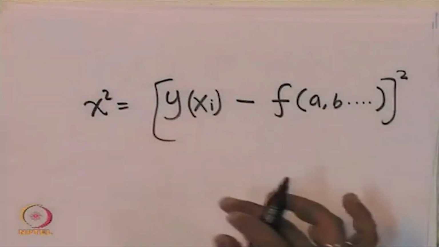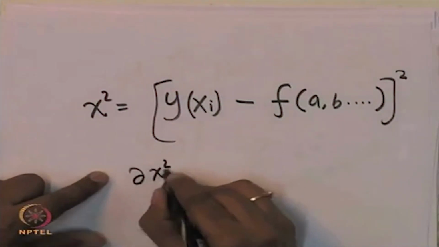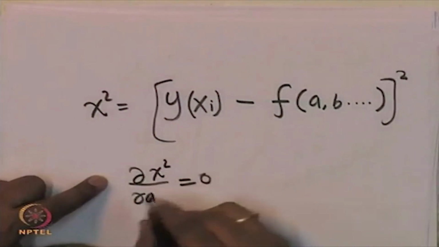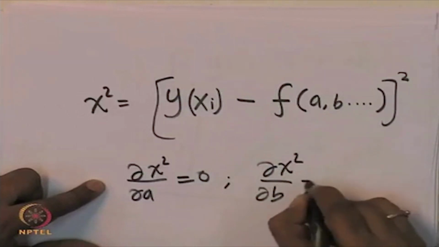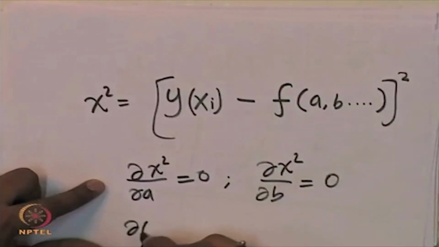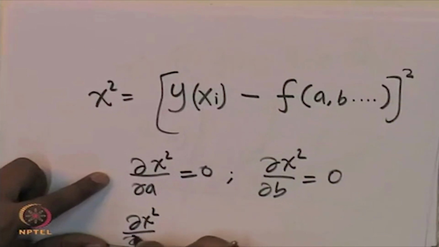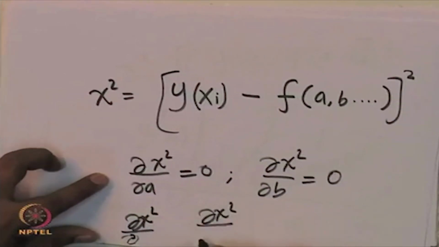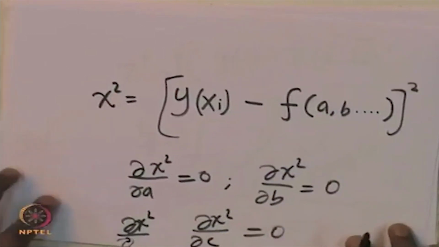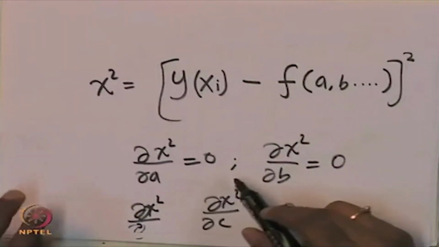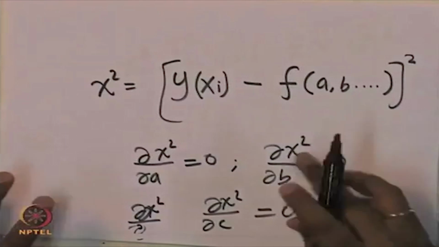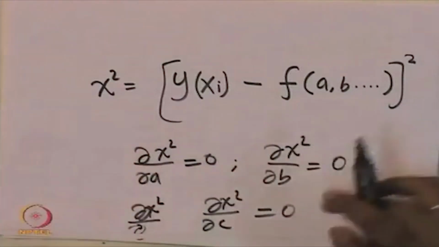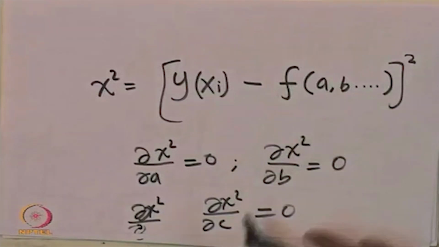this function is called chi-square, and you minimize this chi-square with respect to a, setting the derivative equal to 0, you minimize with respect to b equal to 0. If there is a c, you can minimize with respect to c and equal to 0. So, how many parameters do you have? A, B, C, this is like k 0, k d and all that. You differentiate and set it equal to 0, you get that many equations. You can solve these equations and get the corresponding a and b for which this will be minimum. So, this is the idea.